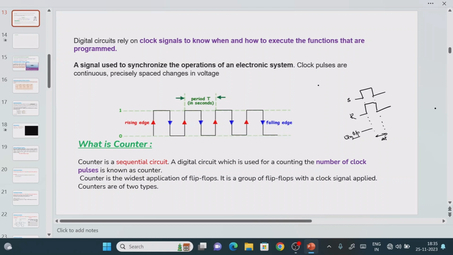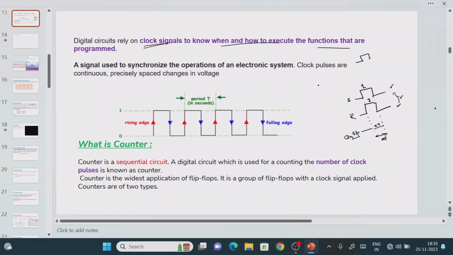So remember, the moment you give S equal to 1, R equal to 1, or some other value also, you cannot get the output value. The reason is that all these digital circuits depend on, rely on something called the clock signal or clock pulse, right? So to know when and how to execute the functions, if you want to execute this function, it completely depends upon the clock signal value.